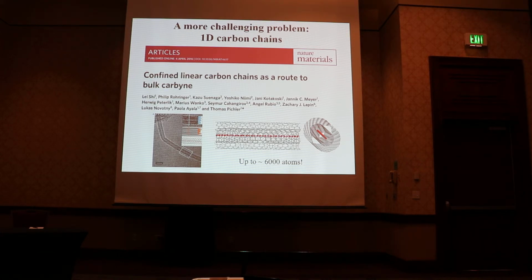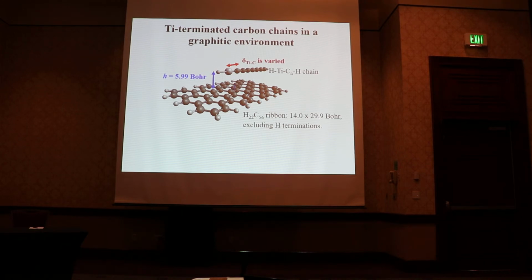So motivated by this, we decided to concoct this model of functionalizing a carbon chain of a certain length and sticking in titanium at the end and terminating it with a hydrogen, and also terminating the hydrogen at the end. We're not starting off with the nanotube, just for the purpose of testing our method. We decided to put this in a graphitic environment, using a graphitic ribbon consisting of 56 carbon atoms and terminating hydrogens, and the distance here is adjusted to the experimental distance that was seen in the synthesis that I just described.